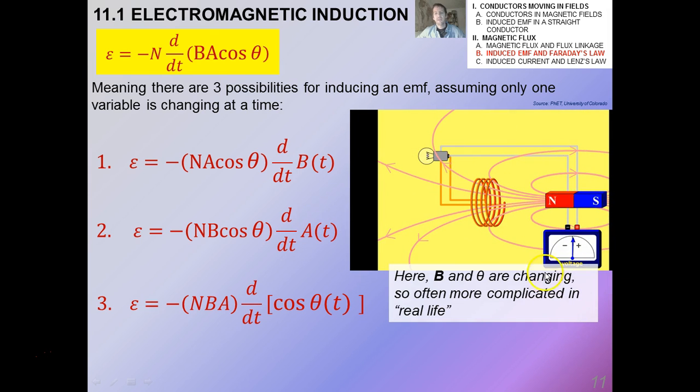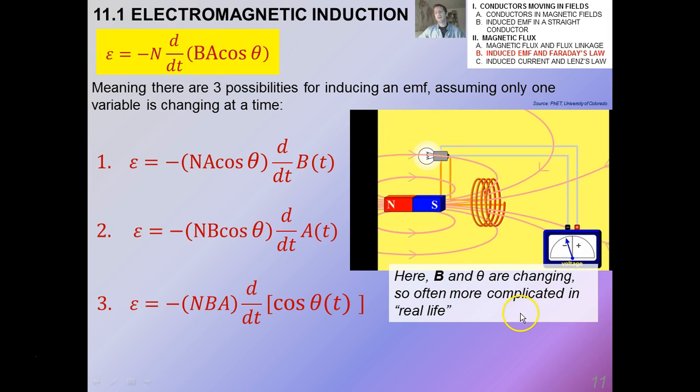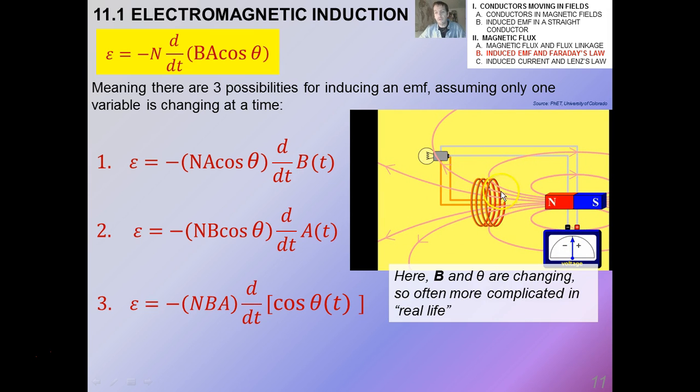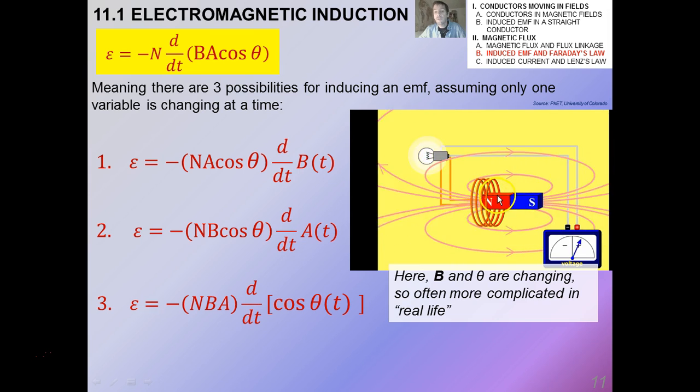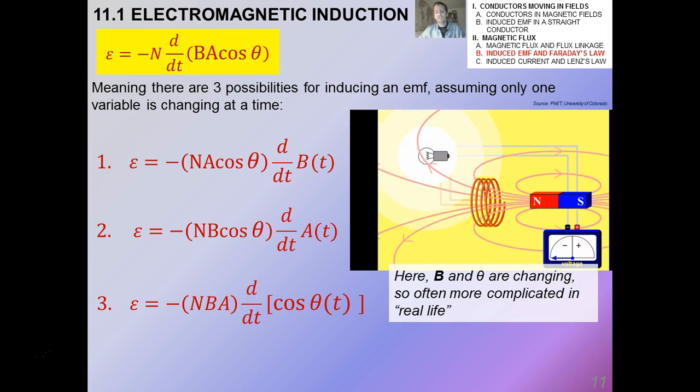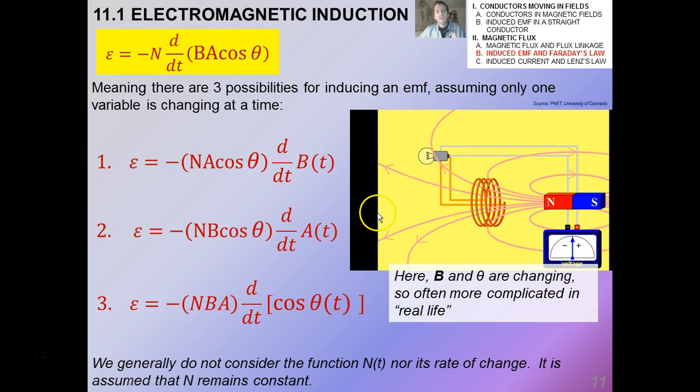Okay, so in this case, in this PhET simulation, the angle and the B field are changing. So in real life, this is often much more complicated. You see that? The B field is changing because not only are the field lines getting closer together as the North Pole approaches the plane of the loop, but they also curve. So you can see it's actually quite complicated.